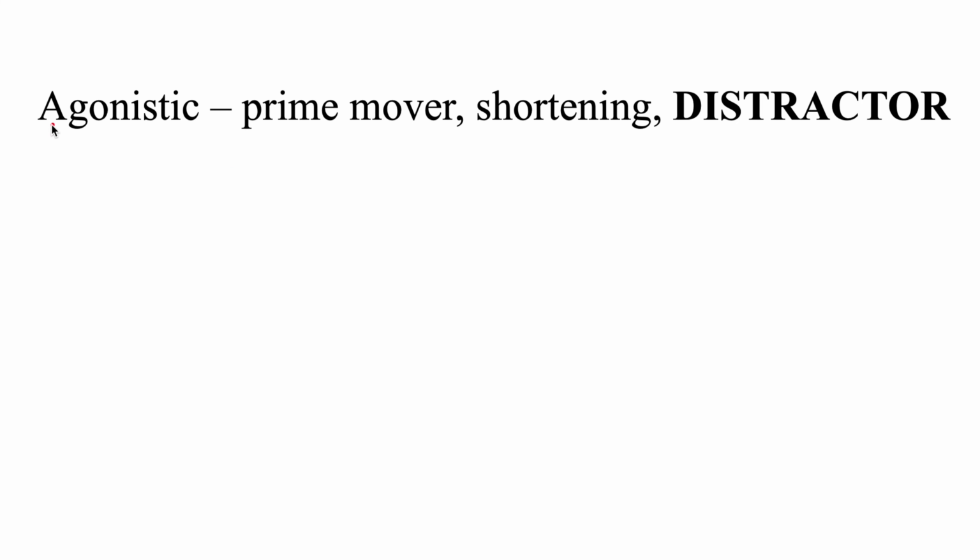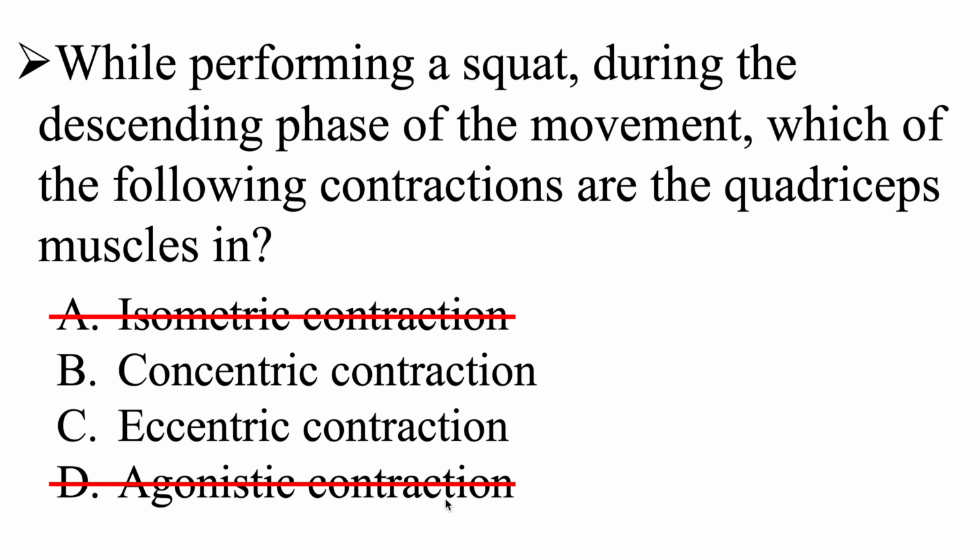Now an agonistic contraction, an agonist we know is the prime mover, and it is the muscle that is shortening, but we really wouldn't refer to it as an agonistic contraction. So this is just put there as a distractor. So agonistic contraction is not the correct answer. So we are left with either a concentric contraction or an eccentric contraction. And so we have a 50-50% chance of getting this answer correct. And so let's look at this question one more time.